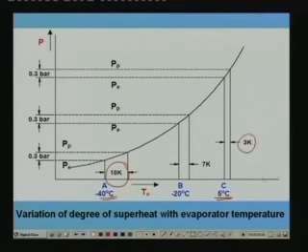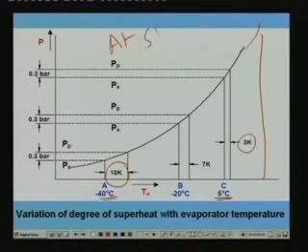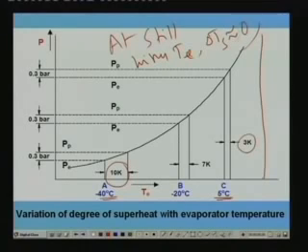So you will find that if you operate it at a much higher evaporator temperature, the degree of superheat becomes very, very small. Okay, so at still higher TE, you will find that the degree of superheat will be very, very small. That means it almost approaches 0.